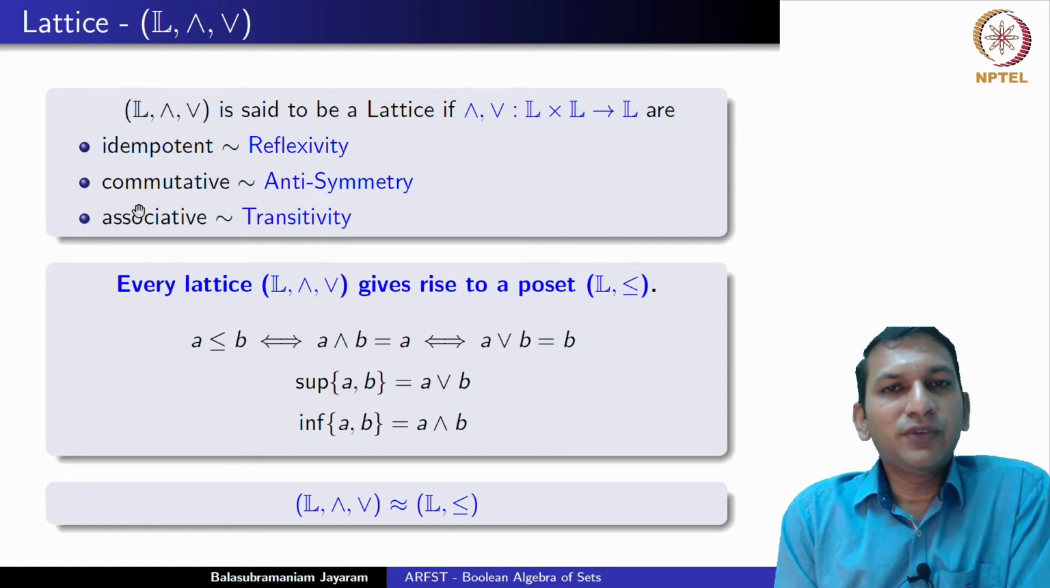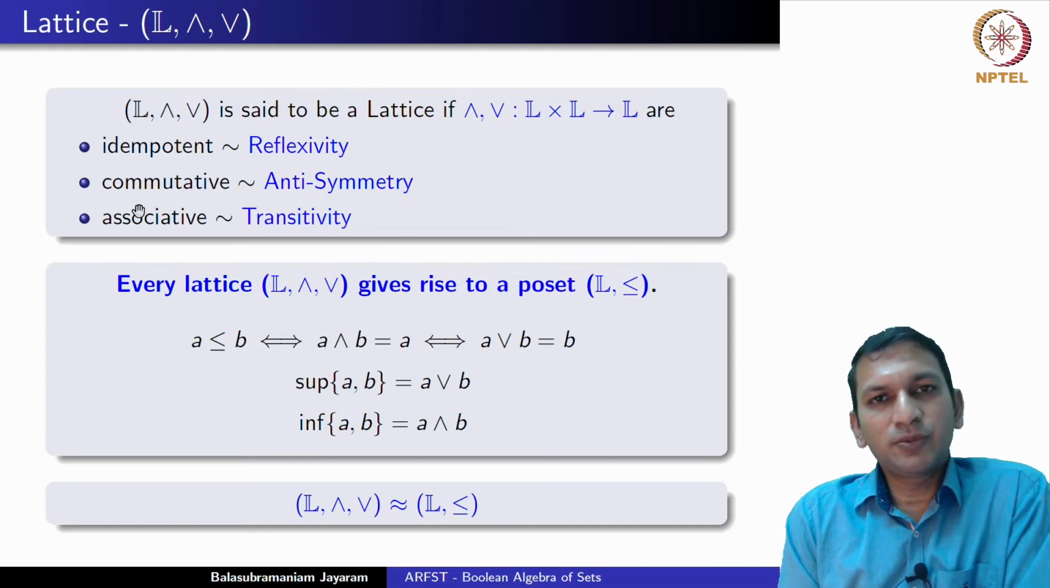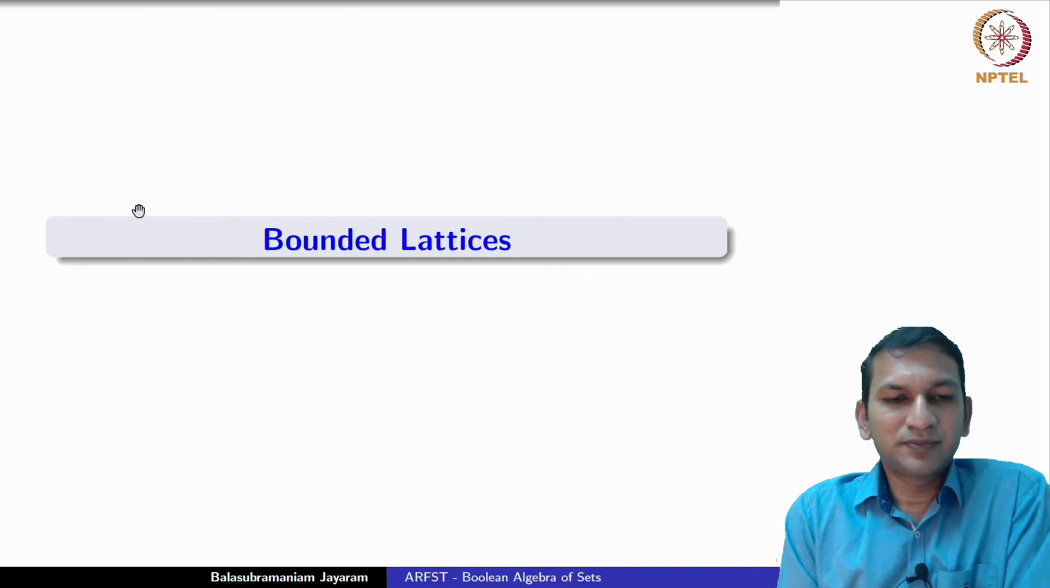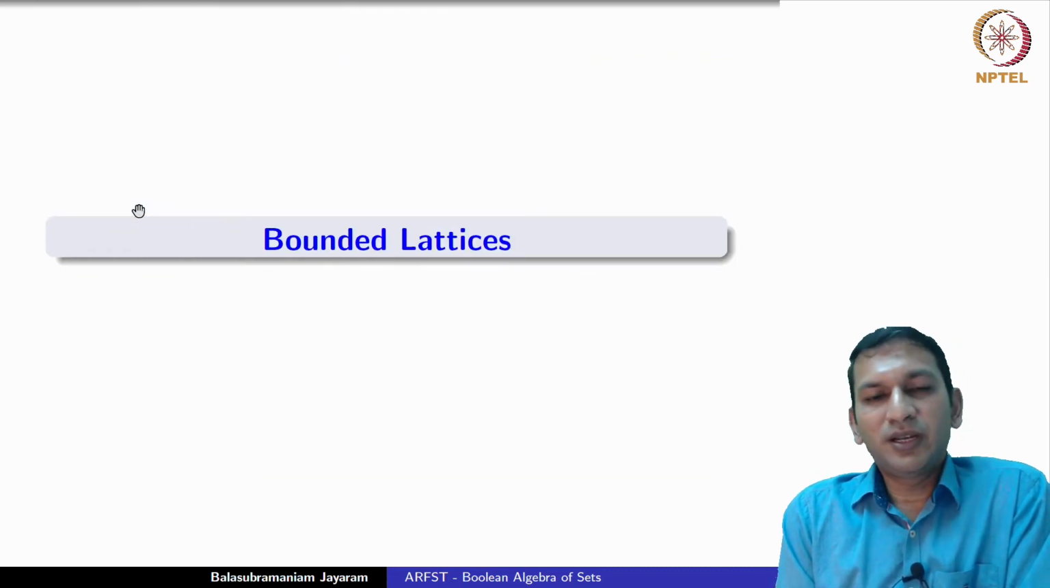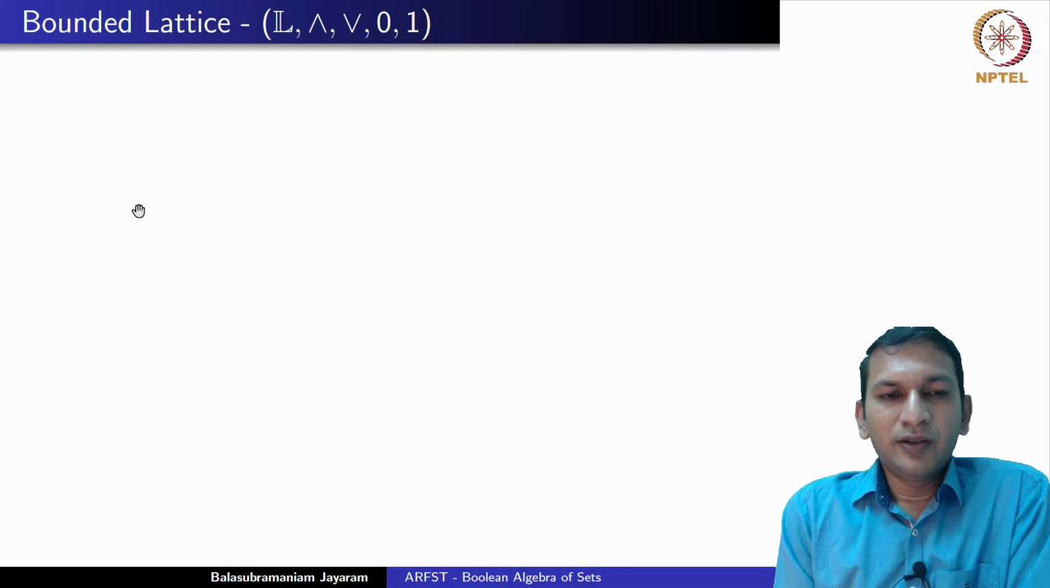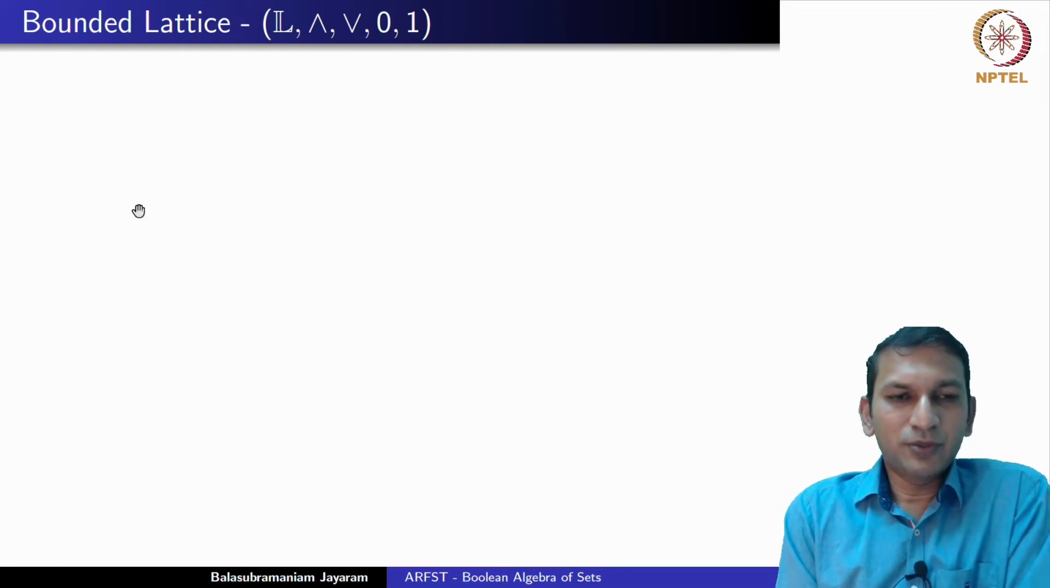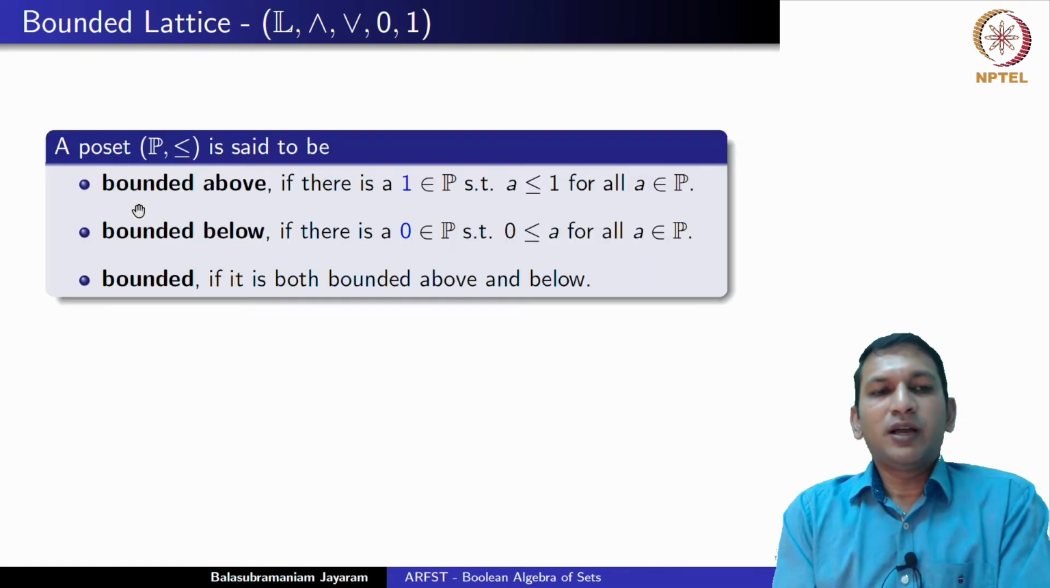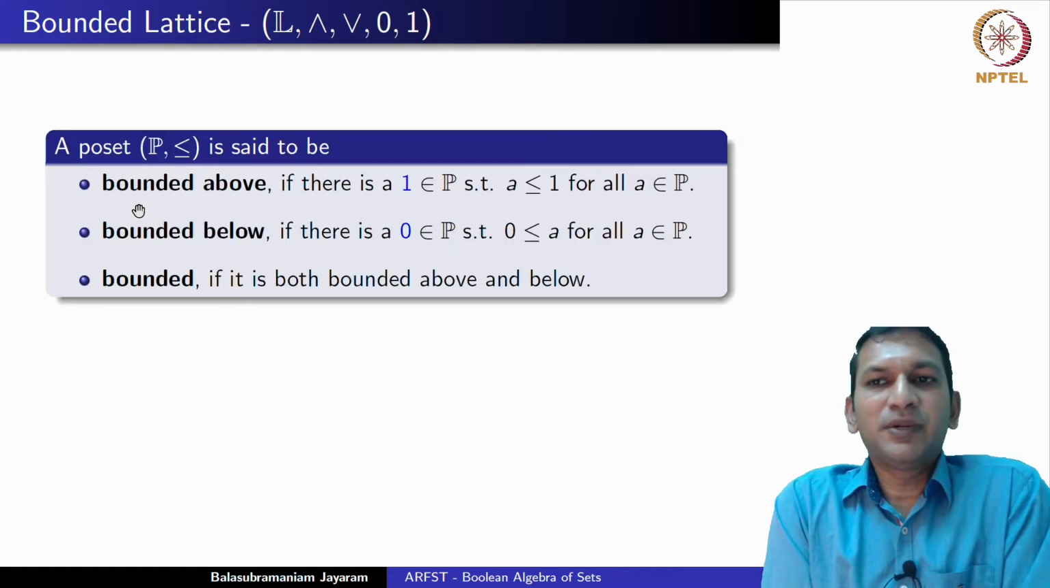Okay, so now we have seen a lattice also from an algebraic perspective. Let's look at some special types of lattices. The first of them is a bounded lattice. Of course, a lattice is also a coset, if you see it from order theoretic terms. So, the definition of boundedness remains the same.